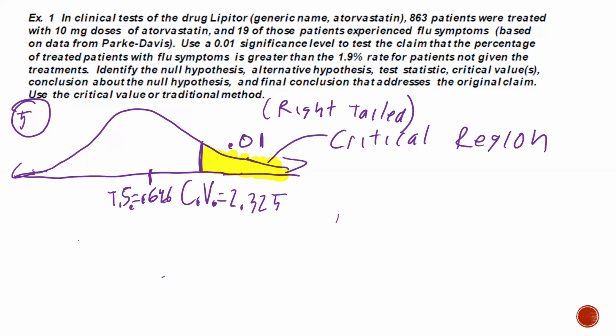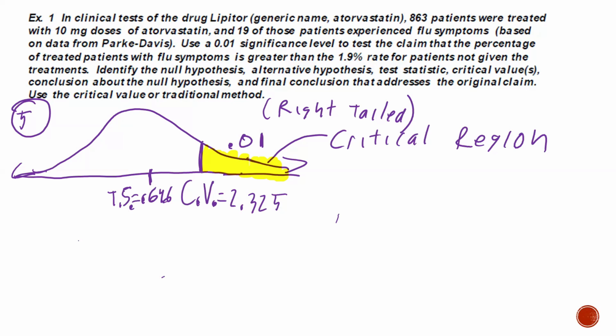So let's think about this. We said we only want to reject if there's less than a 1% chance of it happening by chance, right? And we said the critical value that cuts off the top 1% is 0.2325. Is our test statistic in the critical region? Our test statistic is not in the critical region, so does that mean we reject or fail to reject?